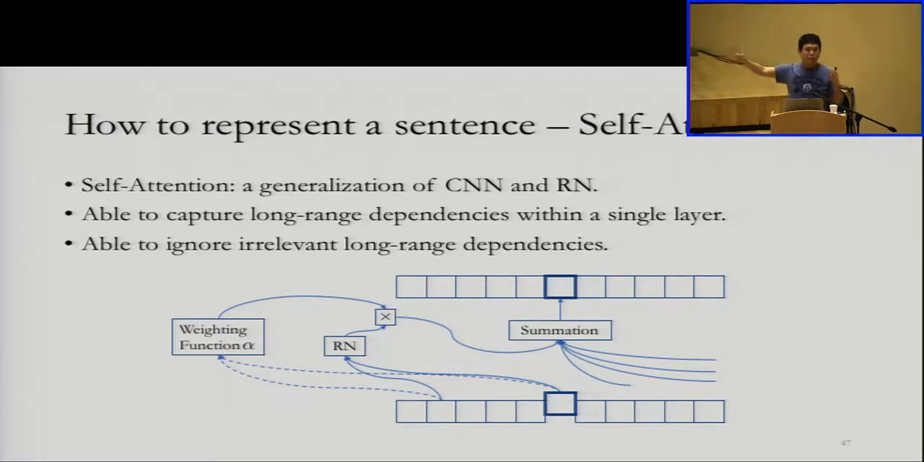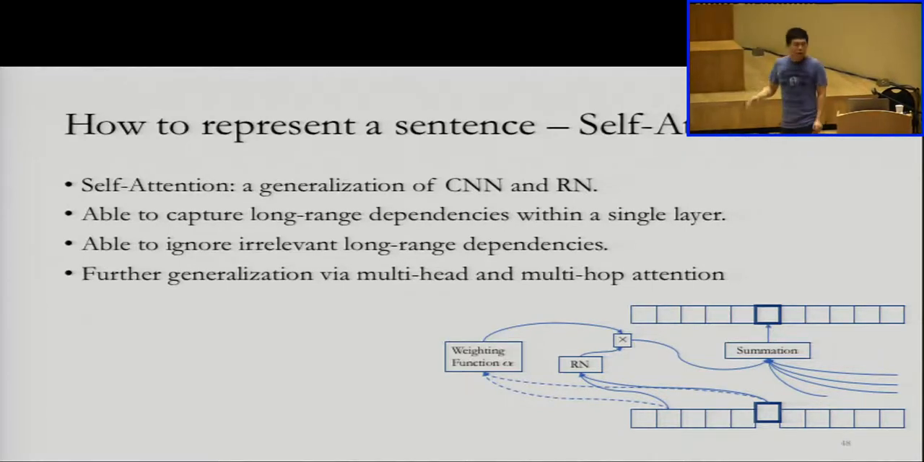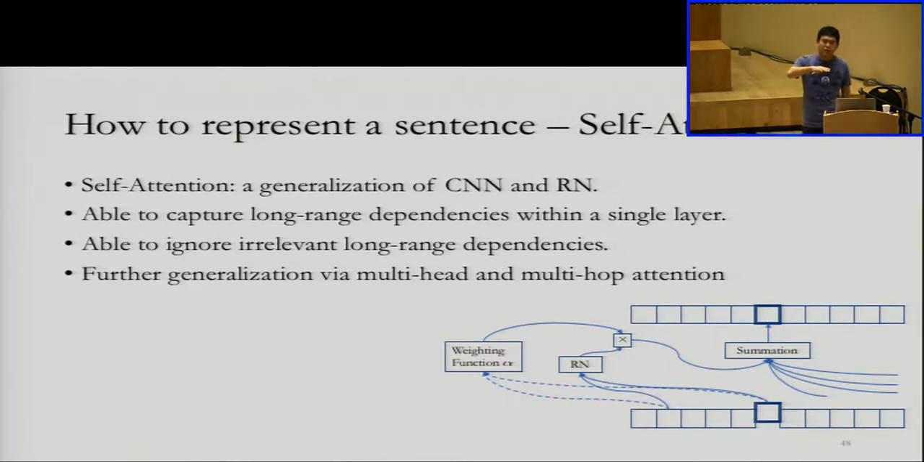But at the same time, it can also ignore irrelevant dependencies, unlike the skip-gram. So this one turned out to be really nice. It's a bit slow, as you can see, right? But anyway, people have figured out that you can generalize it further by having multiple heads. So you're going to have multiple copies of these in parallel, or multi-hop attention. That is, you're going to simply stack this self-attention layer on top of each other in order to build a machine that is able to see other parts consecutively.